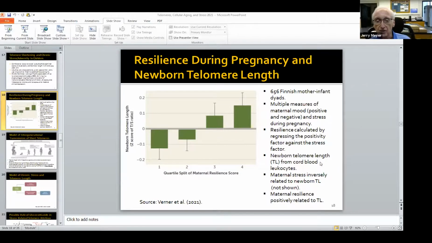So stress, this is one outcome. There are many others, but this is sort of the newest outcome of how maternal stress gets transmitted to the fetus and actually affects telomere length in the fetus. Now, of course, this is the first study of this kind that I know of, so obviously we need replication and so forth, but it's quite intriguing.